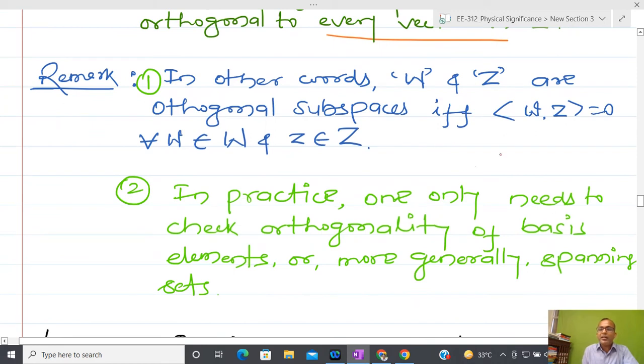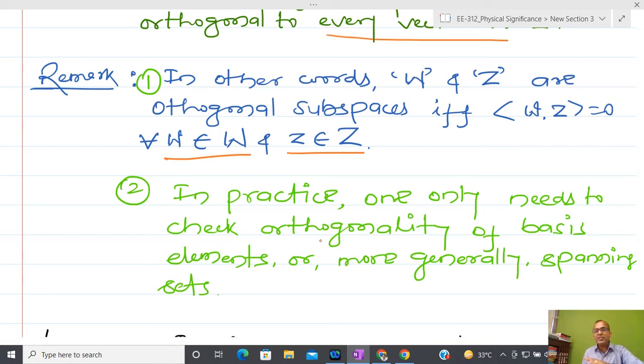In other words, the inner product of W and Z should be 0 for all W and all Z. But this is not possible to do, because W is a subspace containing an infinite number of vectors. So just like when I am projecting a vector or checking whether a vector is orthogonal to a subspace, we look at a basis. Based on that basis, that particular orthogonal subspace is generated, and after that we just take the inner product with those basis vectors.